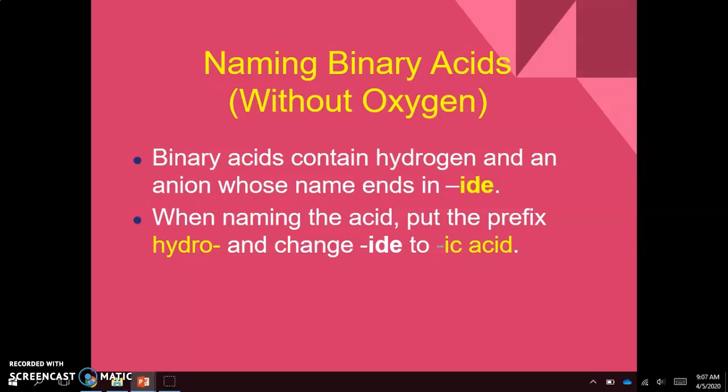When naming the acid, you have to put the prefix hydro at the beginning, and remember, a prefix comes before. So when we're looking at acids that do not contain oxygen, hydro is going to come at the beginning of the compound name. Then we change the IDE to an IC, so it goes from being an ide to being an ic. And then you add acid at the end to let everyone know we're dealing with an acid.